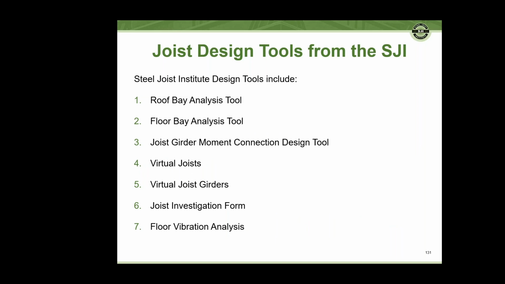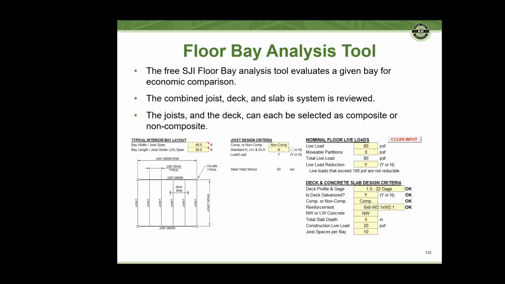And this listing might be a little easier to read than all those blocks shown on the previous slide. The two I want to highlight here in the next couple of slides are the roof bay analysis tool and the floor bay analysis tool. In the interest of time, I'm not going to try to read off the numbers or explain all about how these tools work, but I want to emphasize the fact that they're free and they're pretty comprehensive. The floor joist tool can check the combined joist, deck, and slab system, and you can look at joists as being either composite or non-composite.